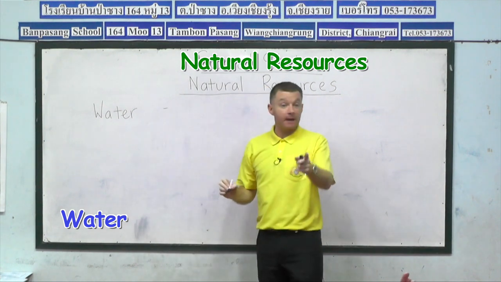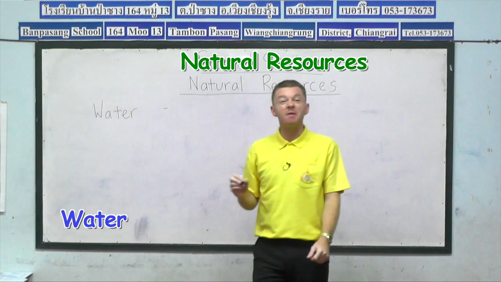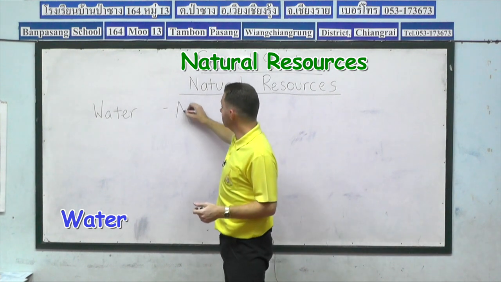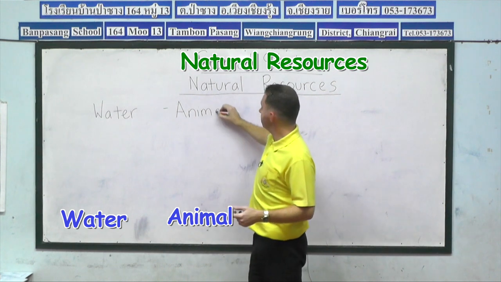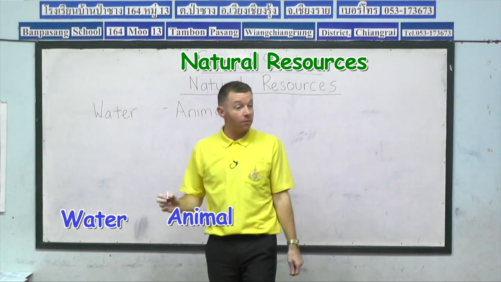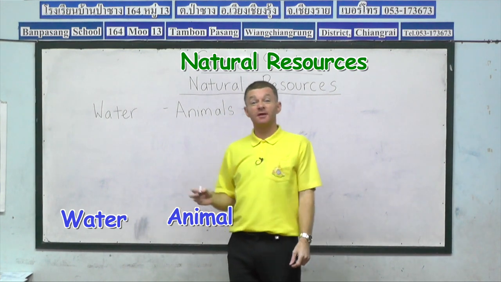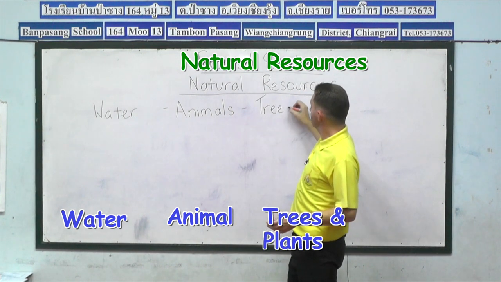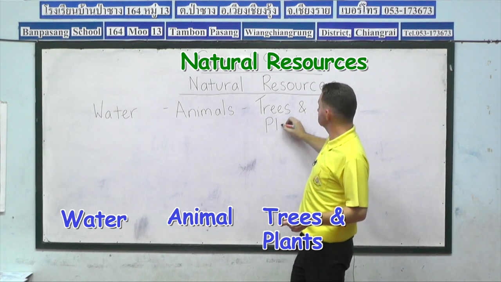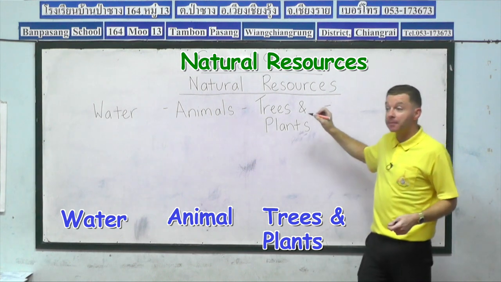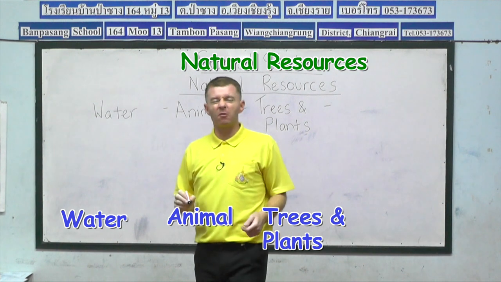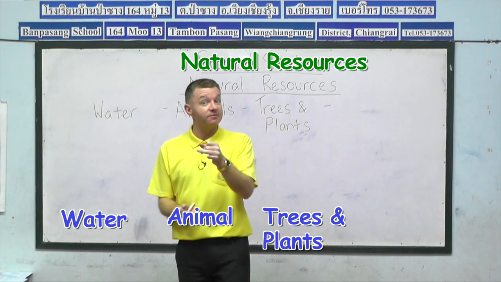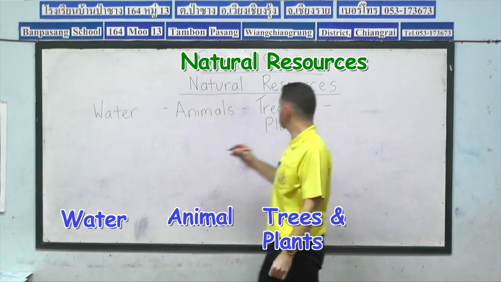W-A-T-E-R. But there were other types. Animals, yes. Remember the animals that help us to get our food and even some items of clothing. So animals, A-N-I-M-A-L-S. Trees, yes. Trees and plants, a natural resource that helps the world in many different ways. So we can go with trees and plants. Minerals, yes. Minerals are the different types of things that we find inside the earth, such as rocks, stones, and sometimes even precious metals, like gold and diamonds. So minerals.